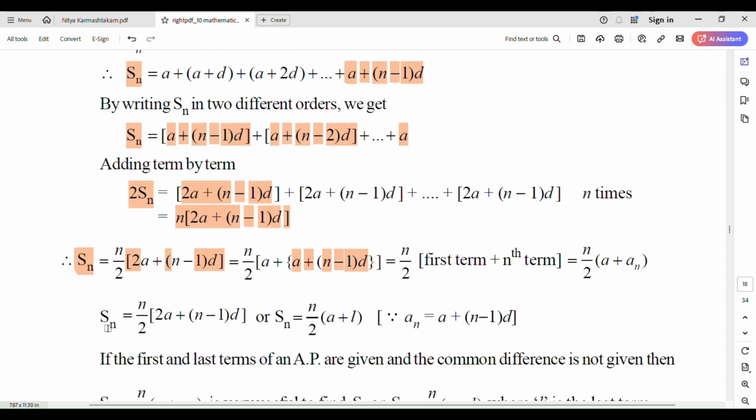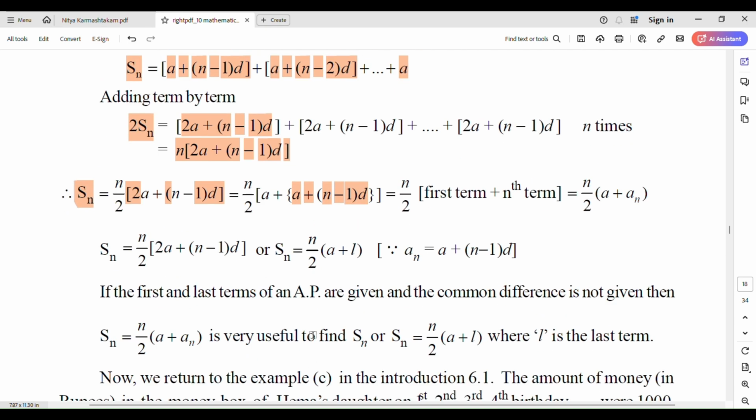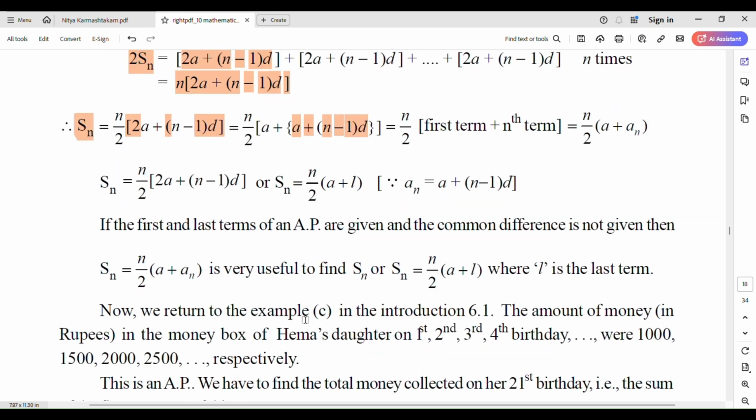So there are two ways you can find the sum of n terms. One is n by 2 into 2a plus n minus 1 into d, if you don't know the last term and you only know how many terms there are and the common difference. And if you know the last term and first term but you don't know the common difference, you can use this formula. These are the two formulas basically, right?